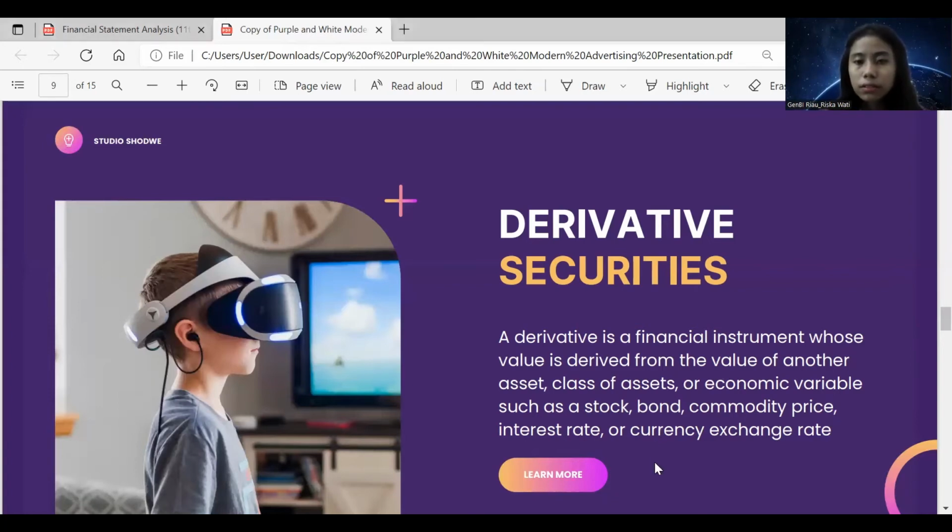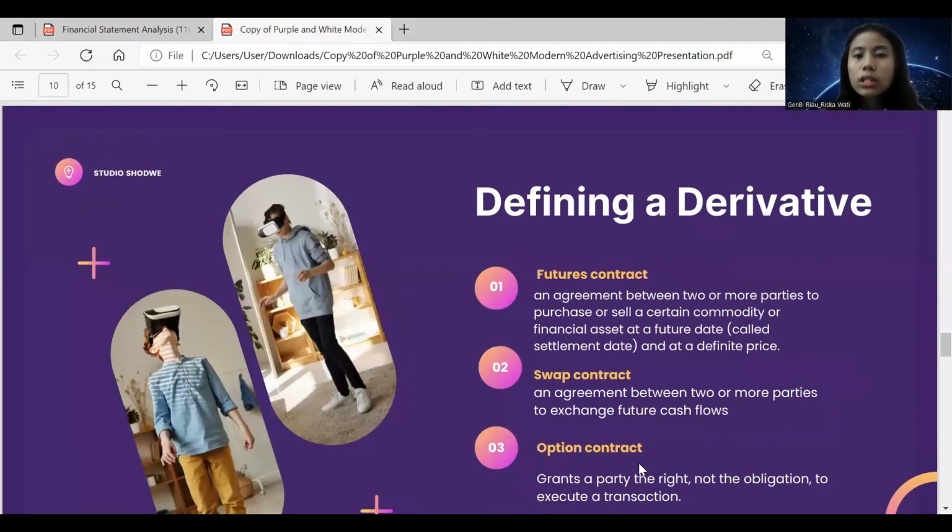Next. Now we are defining a derivative. This is divided into three. The derivative financial instruments used for hedging activities are these three. The first, futures contract. It is an agreement between two or more parties to purchase or sell a certain commodity or financial asset at a future date.